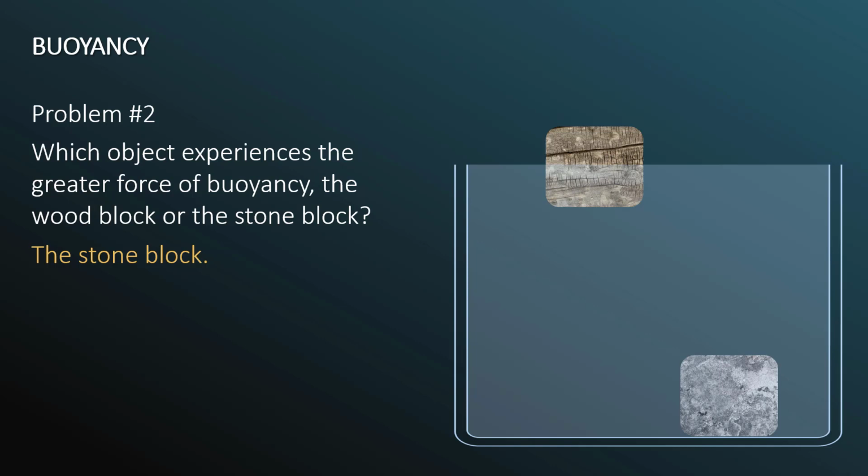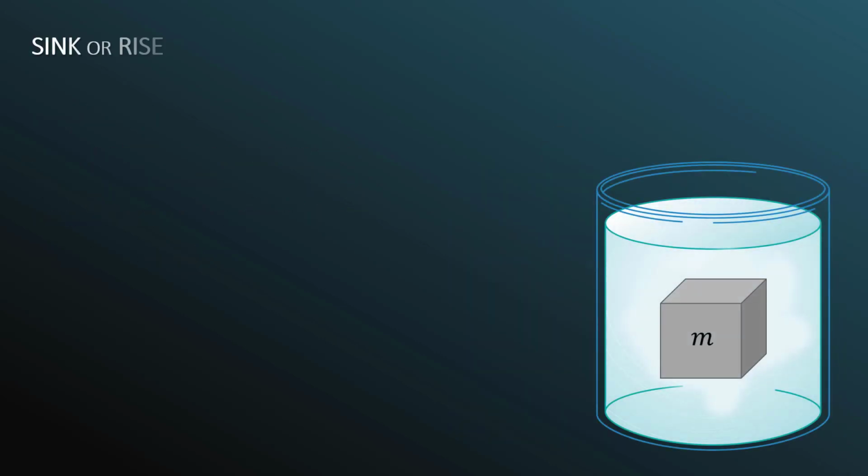So, since the stone block displaces more water, the buoyant force on the stone is greater. But you say, oh, but it's not floating. So how can the buoyant force on the stone be larger than the buoyant force on the wood while the wood is floating? Whether something sinks or rises doesn't just depend on the buoyant force, it also depends on how much the object weighs. And that leads us to the next topic, sinking and rising.